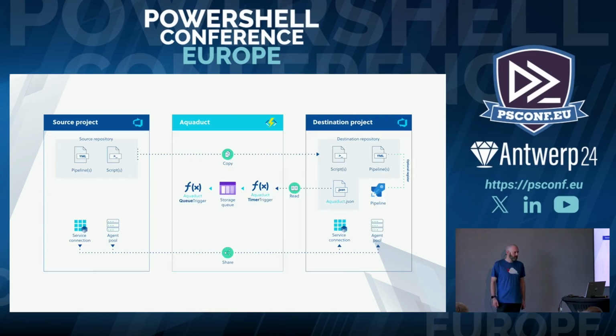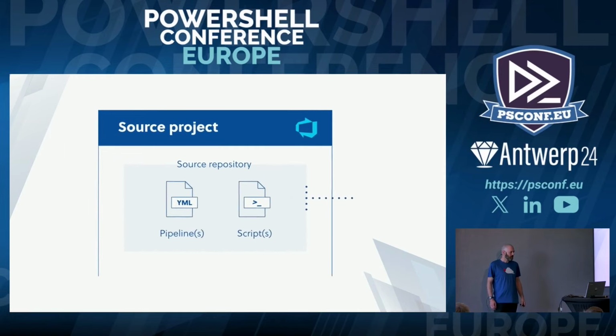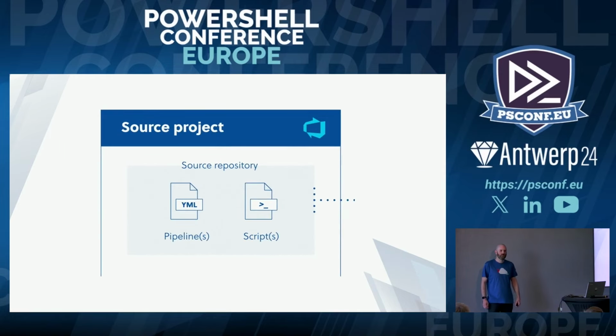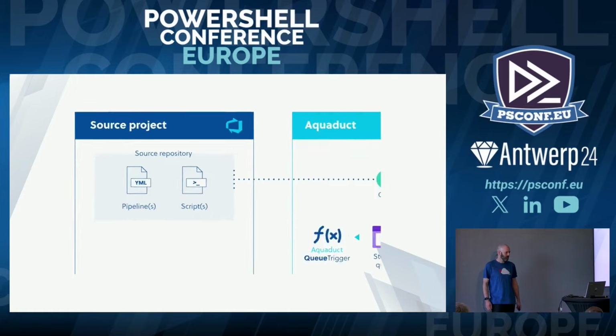This is Aqueduct. Don't try to read it. You can't. I'll zoom in. There's a source project on the left, a destination project on the right, and a whole lot of Aqueduct in the middle. The source project requires two things. Something to synchronize, obviously, mostly files and pipelines. And an Aqueduct allowed.txt. Like I said before, Aqueduct will only sync if the source repository has this file. So you need that too.